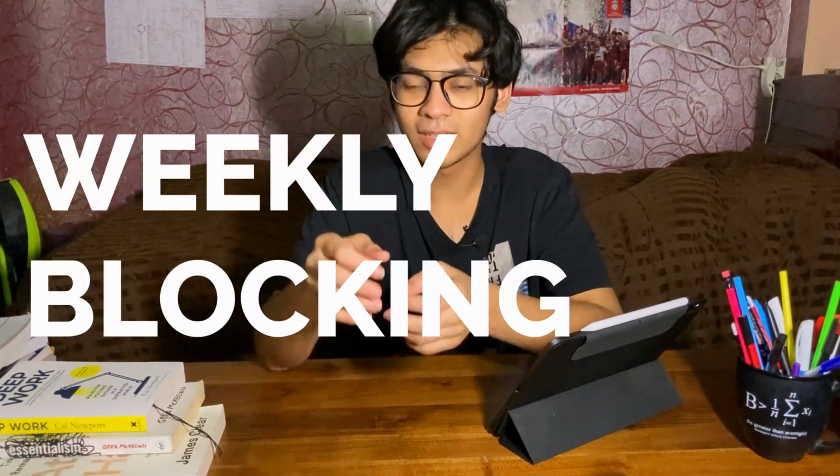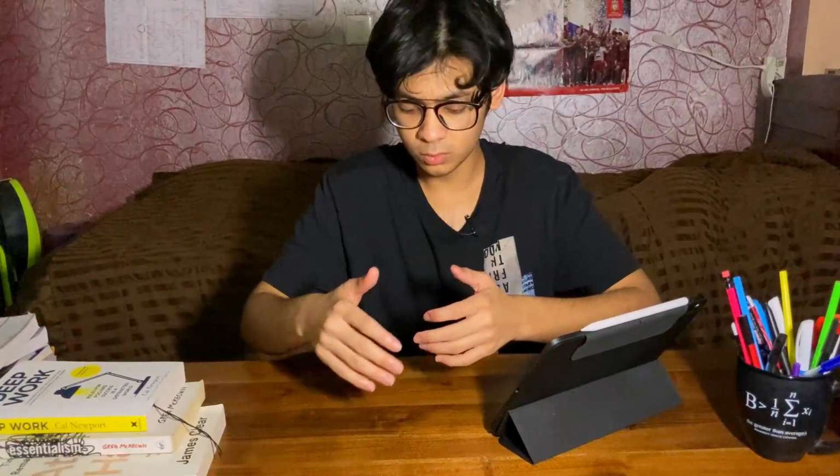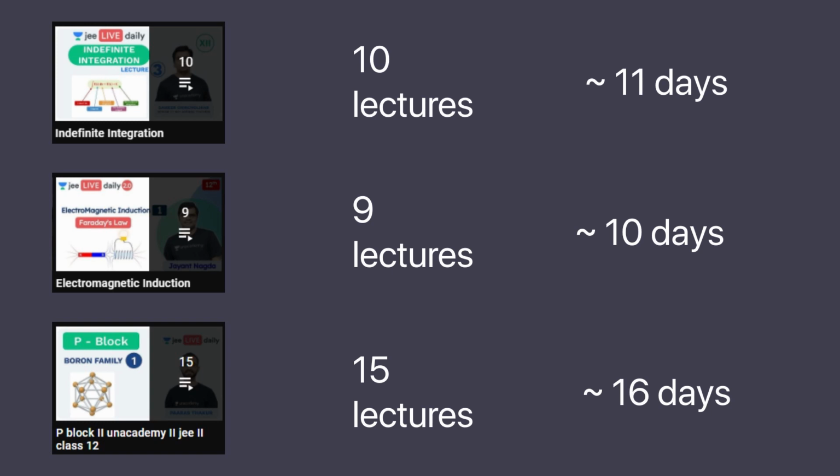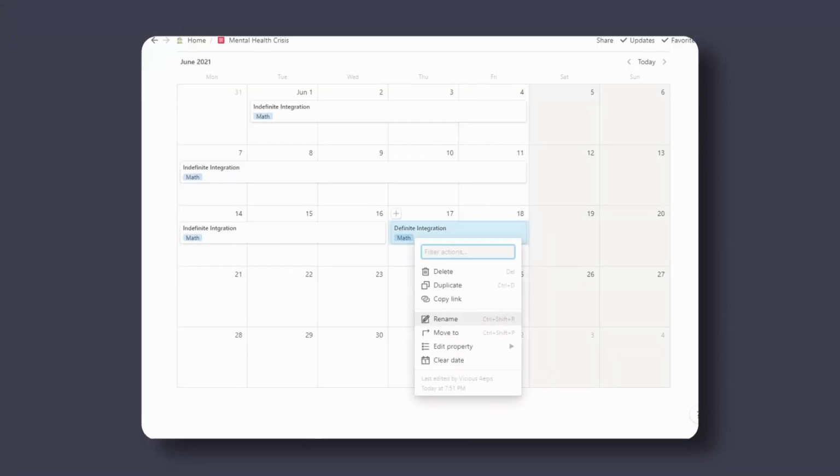Coming to weekly blocking, for each chapter I used to look at the number of lectures that I had from wherever I was studying, and considering 1 lecture per day, I would try and approximate how long it would take me to complete the chapter. I also provided 1 extra day for cover up to each chapter just in case I'm not able to study properly. This ensured that my schedule was flexible and I could take breaks if I really needed to. With this, I filled up my calendar for a month.